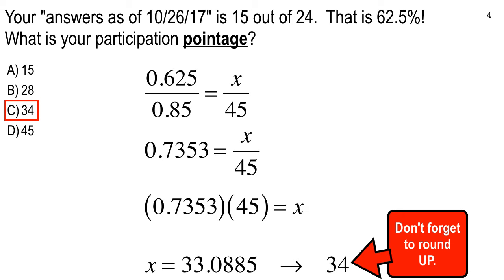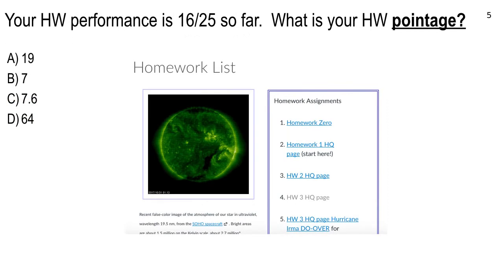You don't have to worry about it because I'll be doing it at the end of the semester when I officially crank out your grades. But if you're trying to figure out what your grade is as of today, as if this were the end of the semester, you want to remember to round up. Okay? Now let's do another calculation. Your homework performance is 16 out of 25 so far. You're a little bit stinky on homework. Let's figure out what your pointage is.